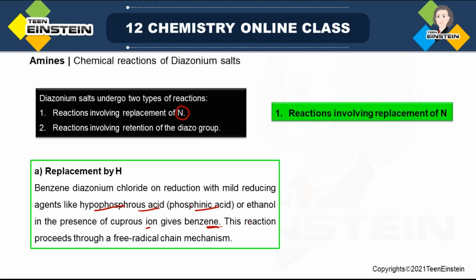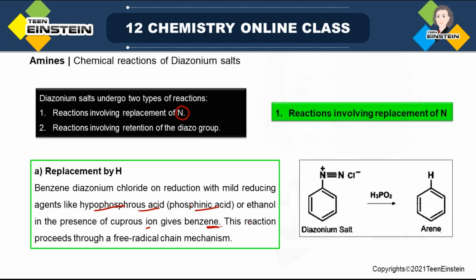This reaction proceeds through a free radical chain mechanism, but we are not going into details of the mechanism. So see, this is benzene diazonium chloride in presence of H3PO2, or you can take ethanol. So see here, N2 is replaced by H. So basically you are getting back benzene. But if there is some substitution present at any position, it will be some derivative of benzene. Okay, this is the first reaction, N2 replaced by H. So this is basically replacement of N. So mostly the reactions will be replacement by different groups.